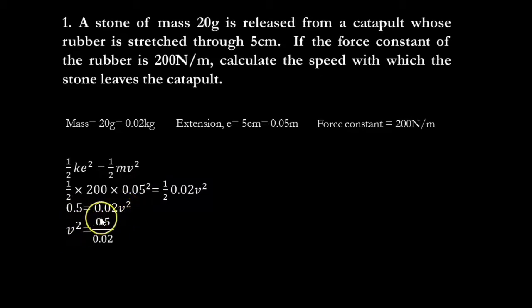v squared is equal to 0.5 divided by 0.02. That is making v squared the subject of the formula. That gives us 25. The square root of 25 is equal to 5 meters per second. Now this is the velocity of the stone, or the speed with which the stone leaves the catapult.